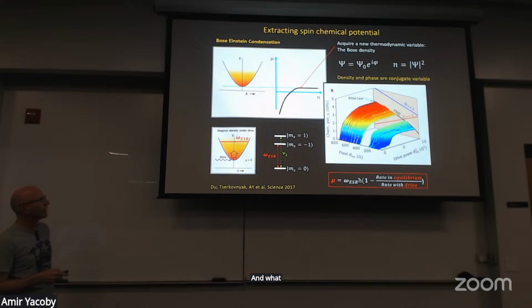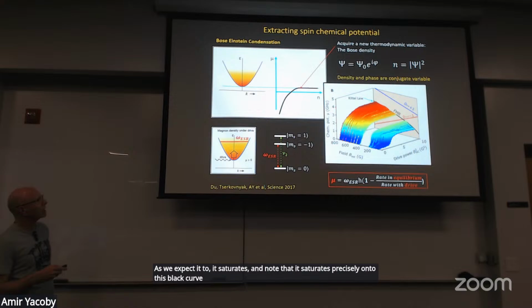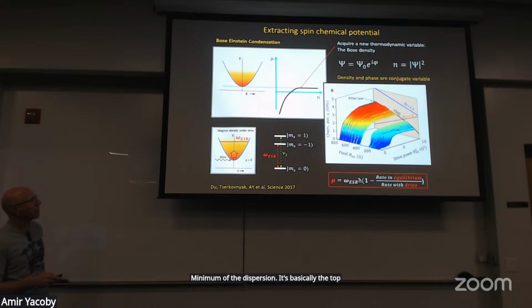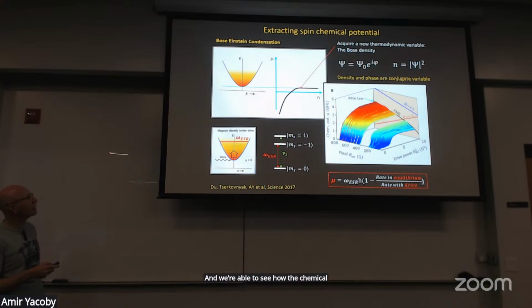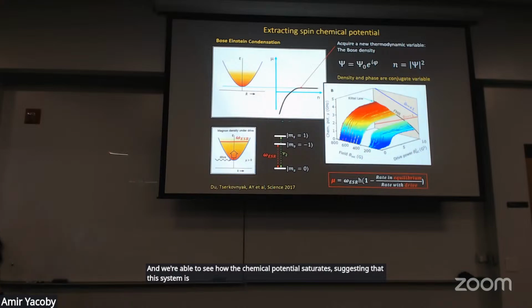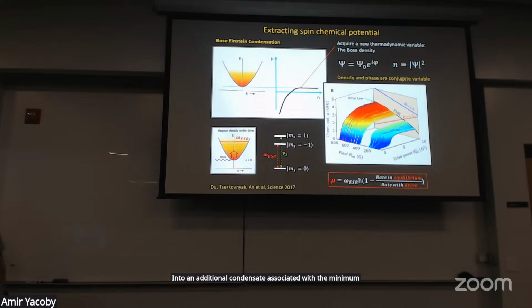And what you can see is that the chemical potential indeed rises, but it always saturates, as we expect it to. It saturates. And note that it saturates precisely onto this black curve, which is the minimum of the dispersion. It's basically the top of the spin gap. So this is a very nice and strong confirmation that, number one, we're able to measure chemical potential in a system of spins. There is no charge associated with anything here. And we're able to see how the chemical potential saturates, suggesting that this system is now condensing into an additional condensate associated with the macroscopic occupation of the minimum energy state.